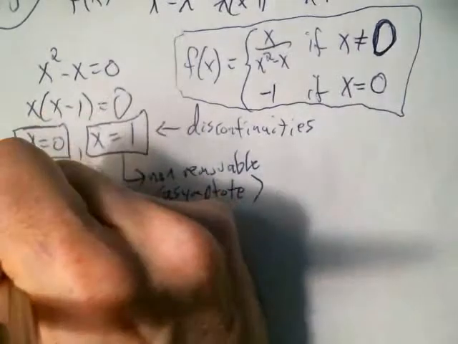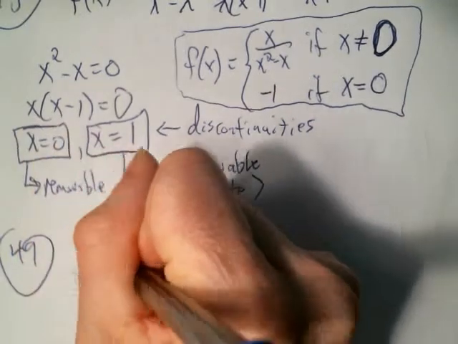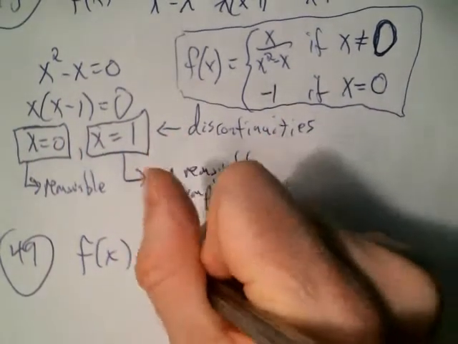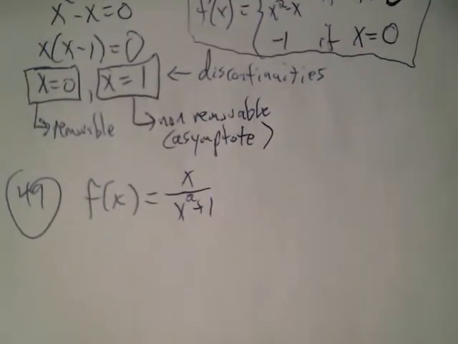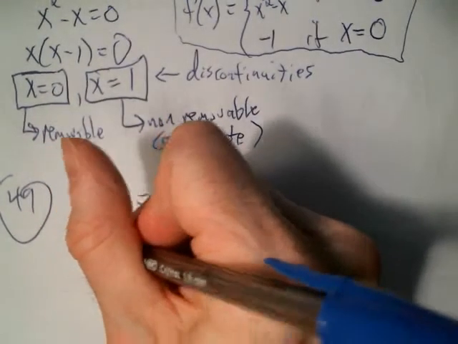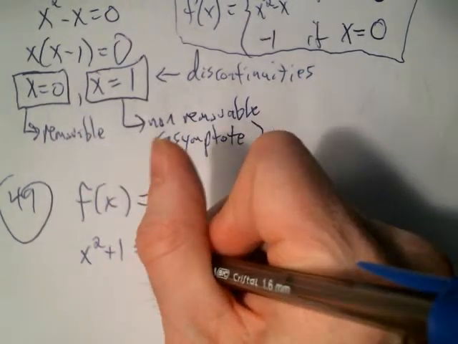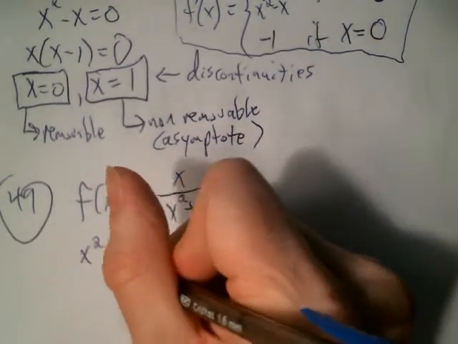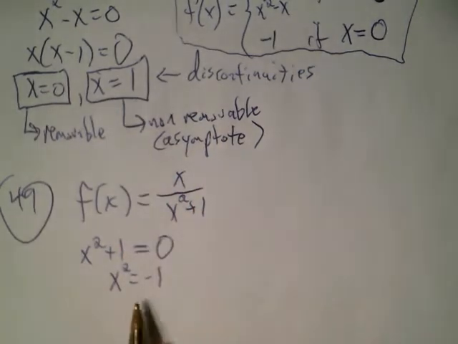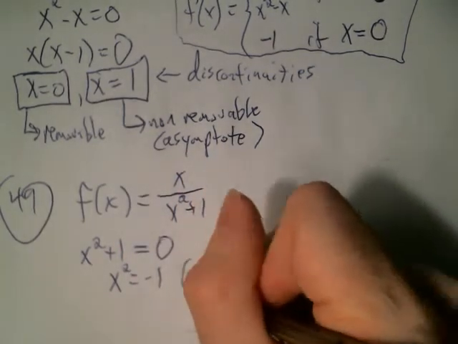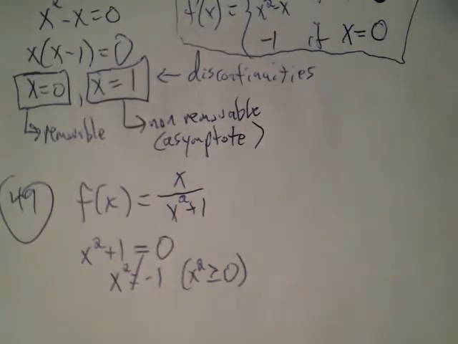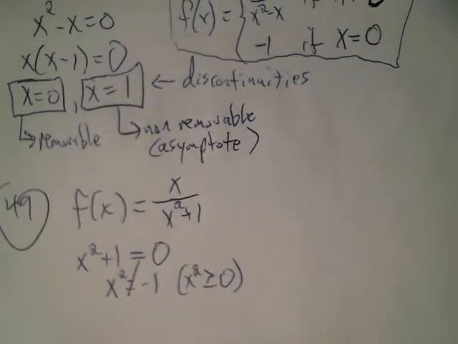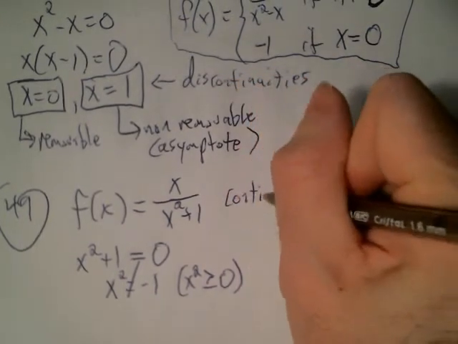Okay, one more. Number 49, f of x equals x all over x squared plus 1. This one's actually continuous everywhere. The denominator is never equal to 0. If you tried to set x squared plus 1 equal to 0, you see x squared equals -1. x squared is always greater than or equal to 0, so there's no way x squared can be -1. And that was the only potential place where this would fail. So this is continuous everywhere.